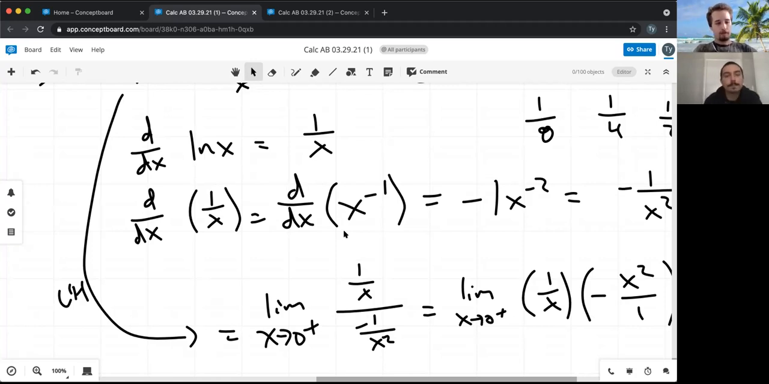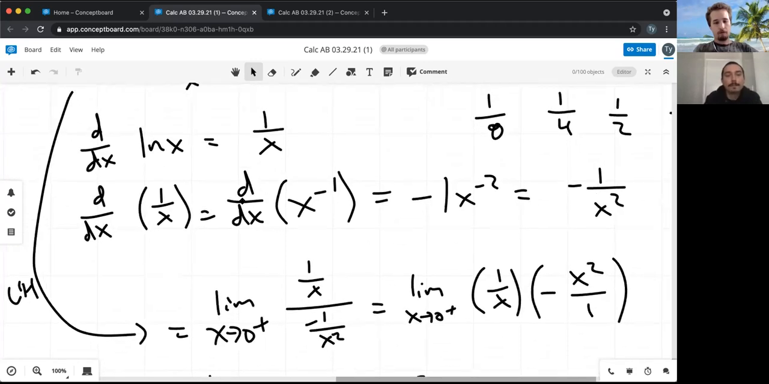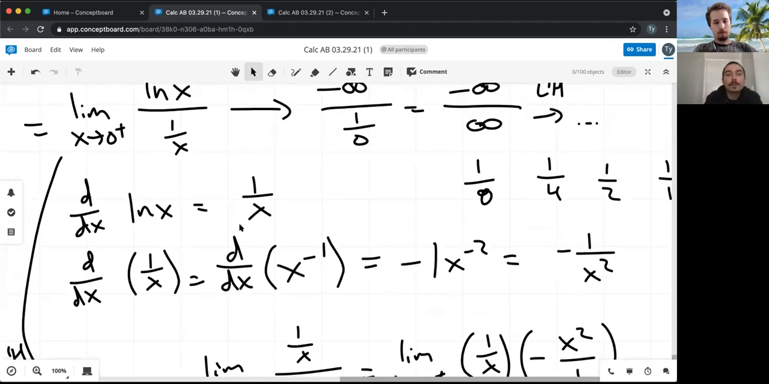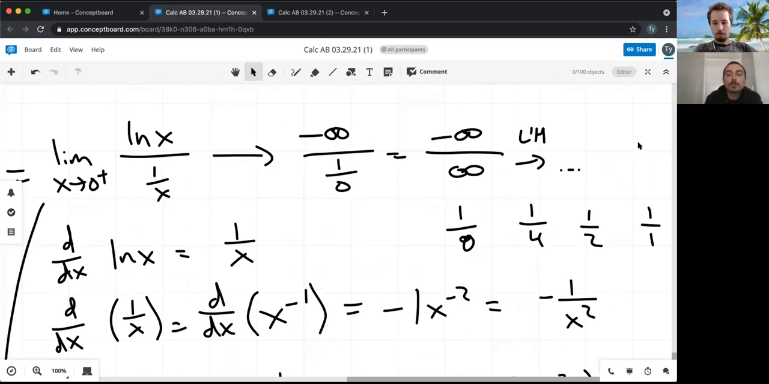Yes, thank you. Okay, so yeah, key point here though, if we keep the numerator the same, then yes.